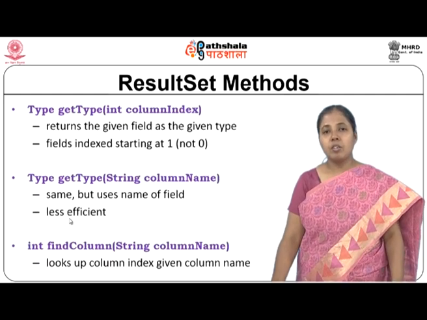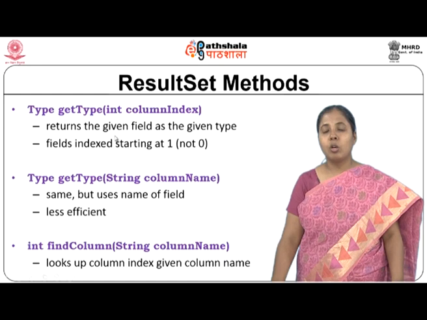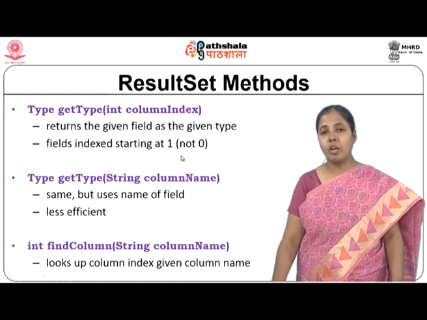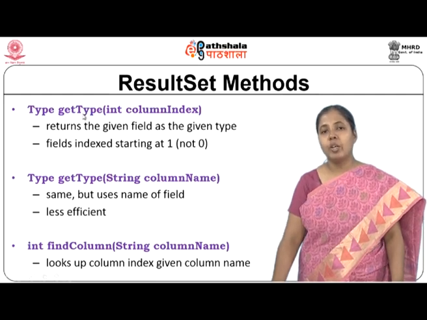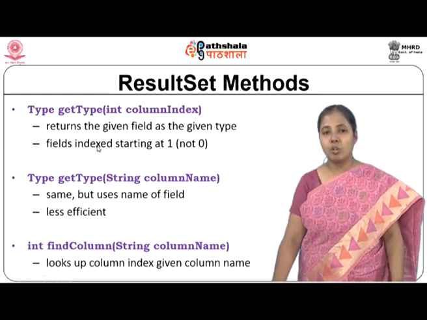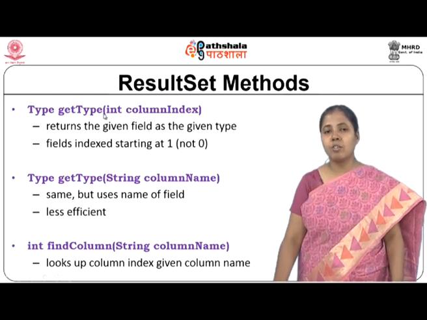The different methods in the result set are like getType, which takes the column index, and getType, which takes the column name. The column index normally starts from 1, and it is not like an array. So, the first field would have column index 1, the second field column index 2. getType varies with the type of the column. It can be a string type or an integer. The different 8 data types supported in Java can be given in this type. And there is another method called findColumn. If you give the column name, you can find out the index.